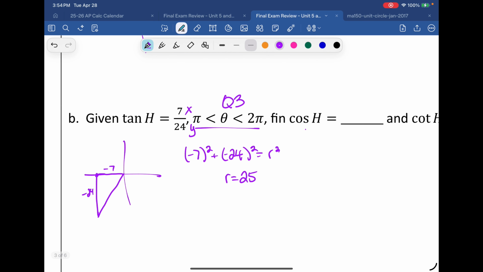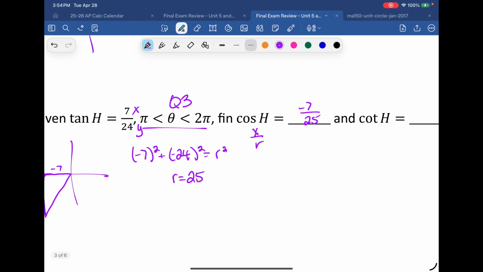Cosine being x over radius: x is negative 7, radius is 25. Cotangent, well, you can find because we have tangent, so take the reciprocal.